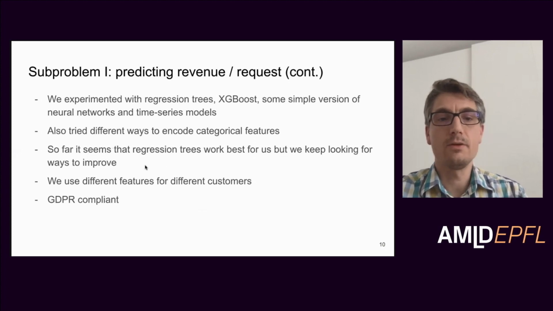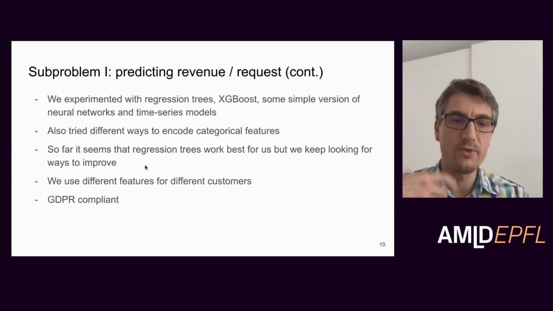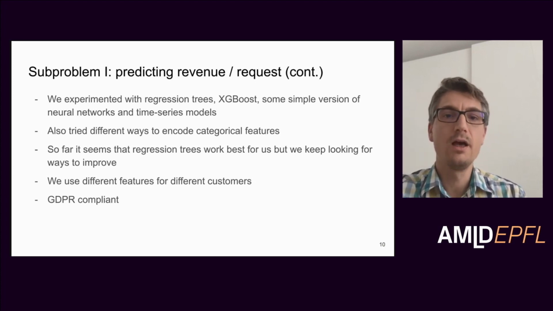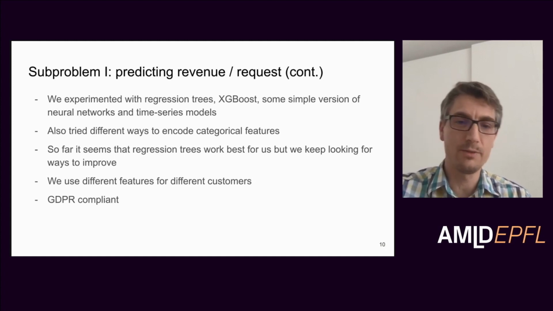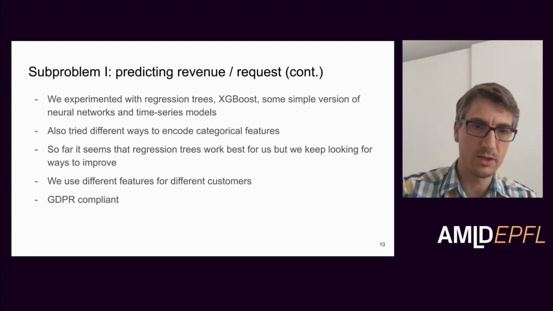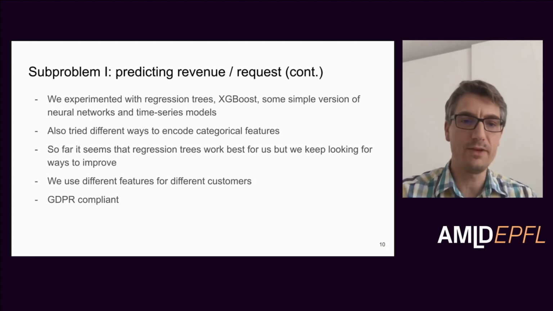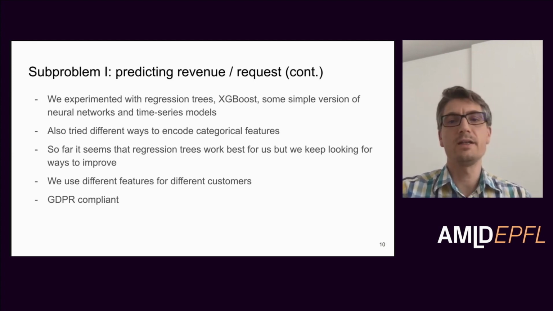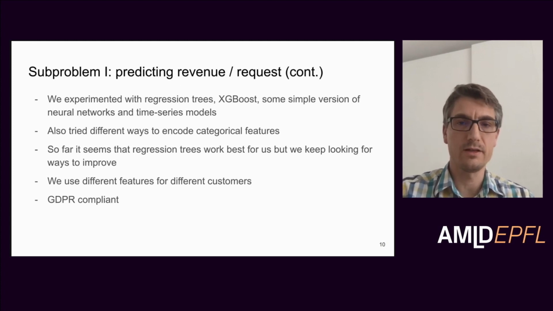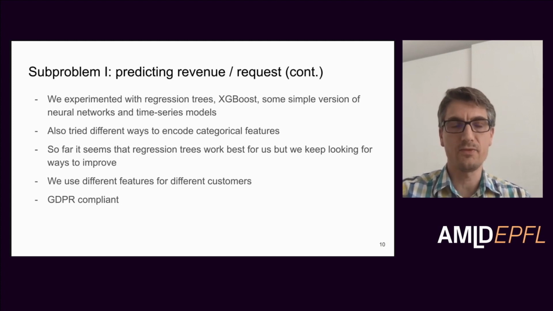We tried different ways of predicting revenue per request, different kinds of regression models, from regression trees to XGBoost, and also some simple versions of neural networks and time series models. We also experimented quite heavily with feature encoding. Most of our features are categorical, so you would think that feature encoding is important here. But so far, it really seems that regression trees work best for us, with some fairly simple feature encoding.